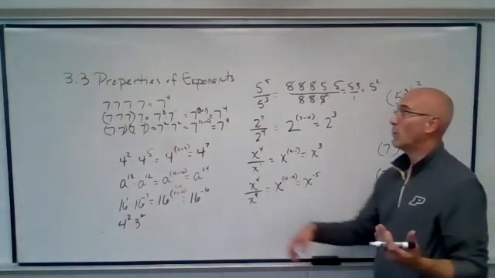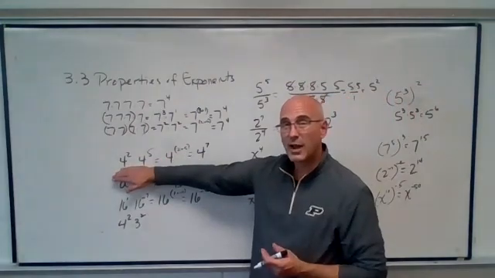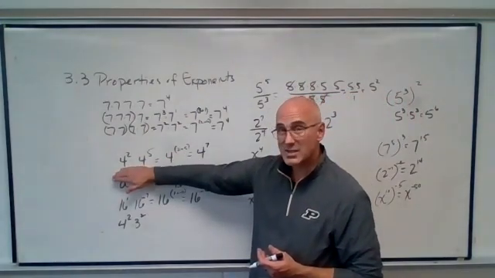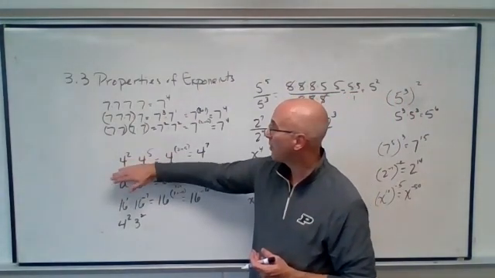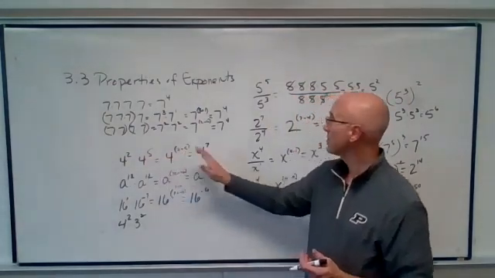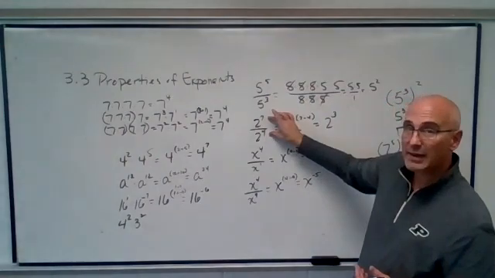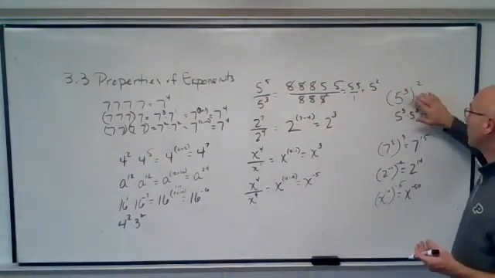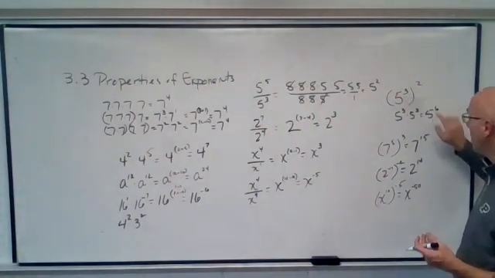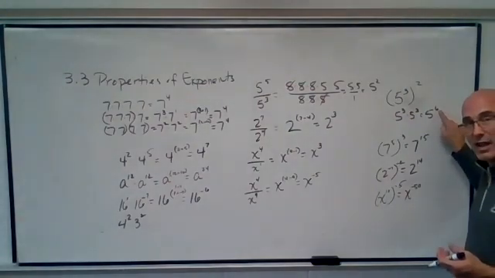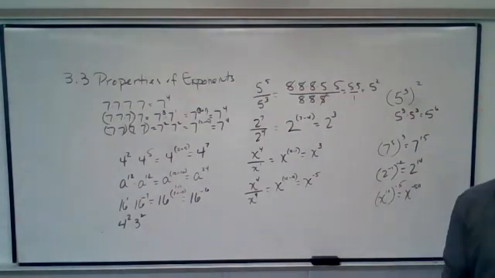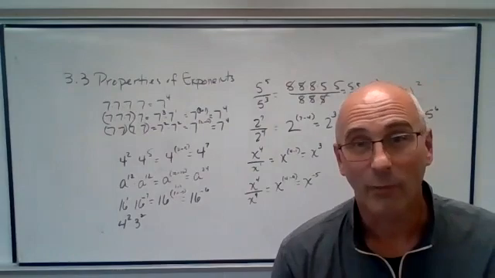So when we multiply the same bases with exponents, we add the exponents. When we divide, making sure we have the same bases, we're subtracting the exponents. And when we're taking a power to a power, we are multiplying the exponents. I hope you have fun with your exponents.